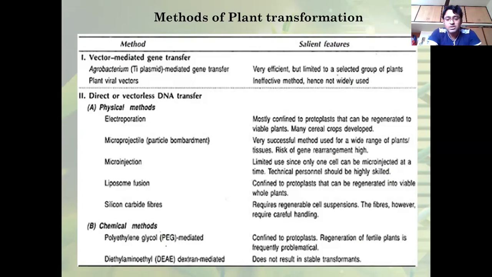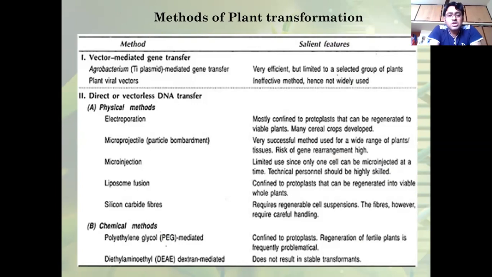There is PEG mediated, or polyethylene glycol mediated, transformation. That is also mainly confined to protoplasts. Regeneration of fertile plants is frequently problematical in this case, the PEG mediated generation. And another is DAE, dextran mediated generation of the transgenic plant, or plant transformation.